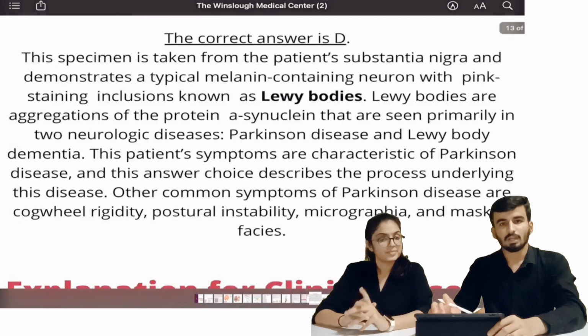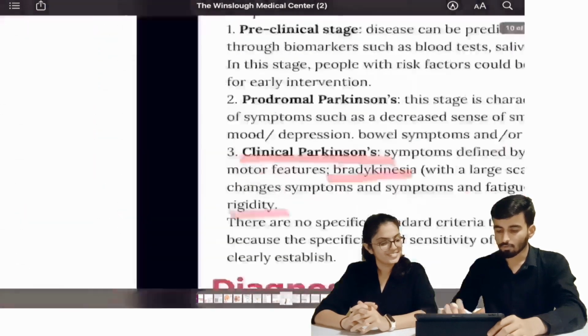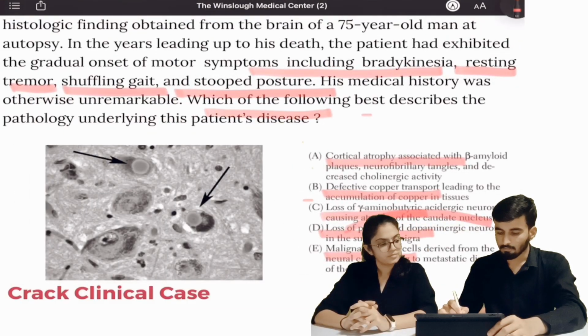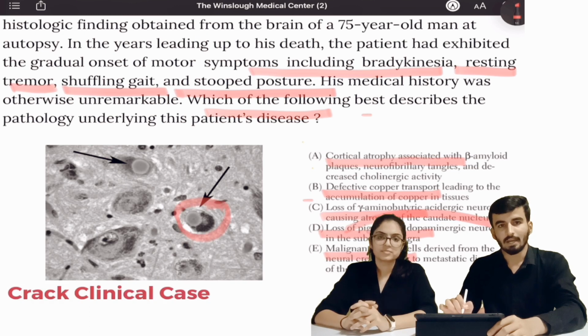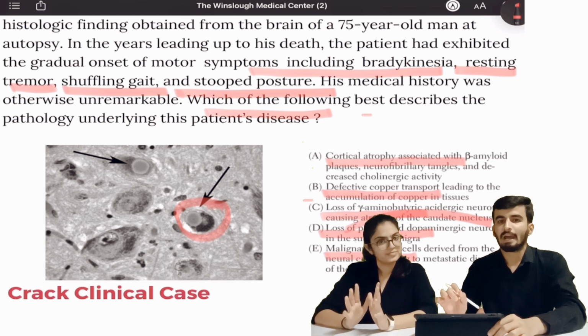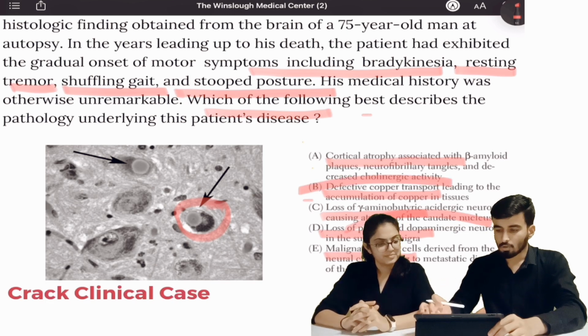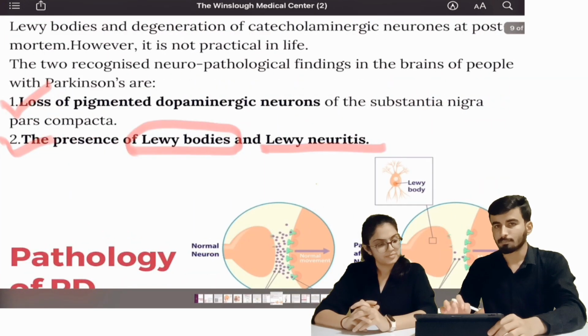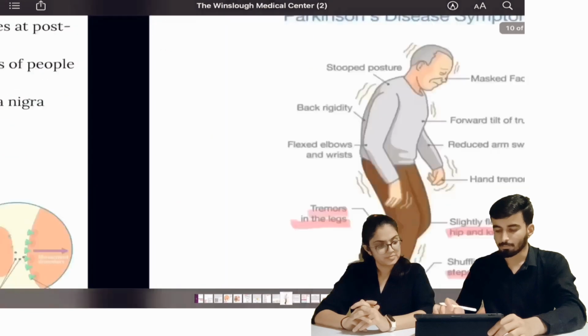So let's move on to the correct answer for the clinical case. As I have shown you in the photo of the clinical case, there is one arrow showing the Lewy body in the autopsy brain finding in this patient. So the brain finding of Lewy body, an alpha-synuclein deposit, is pathognomonic of Parkinson disease.